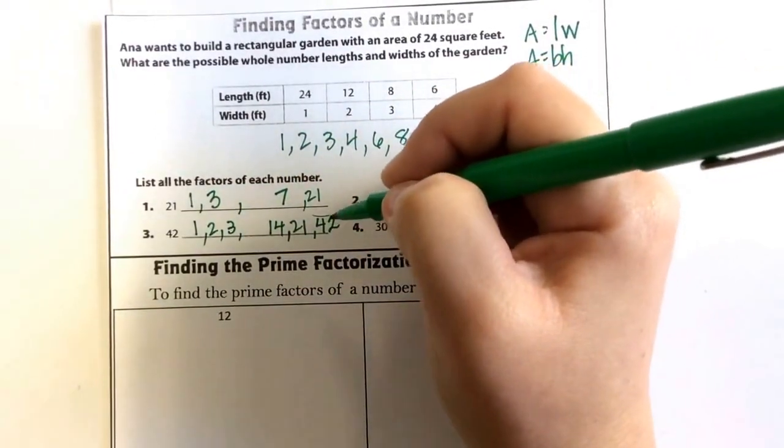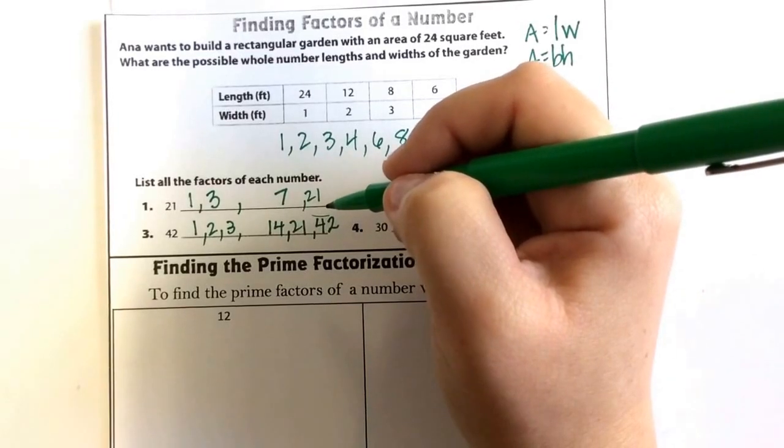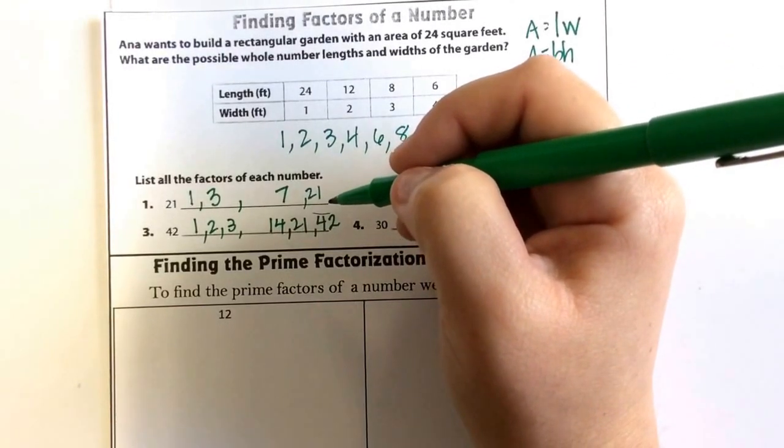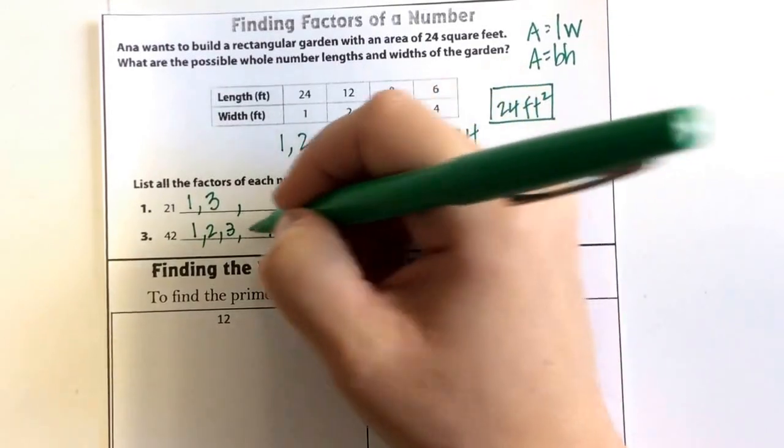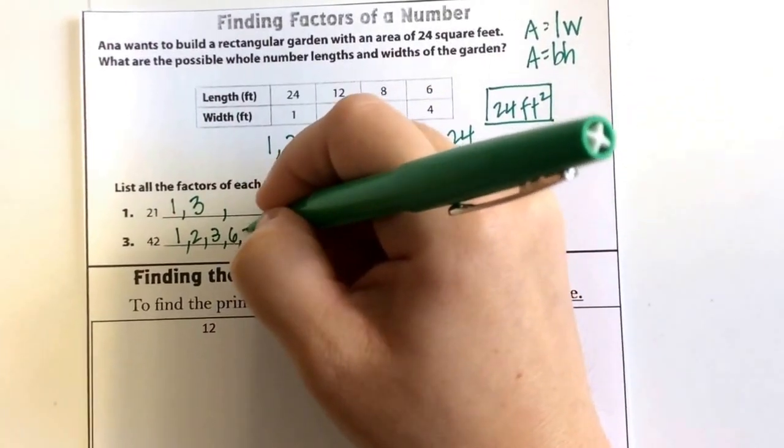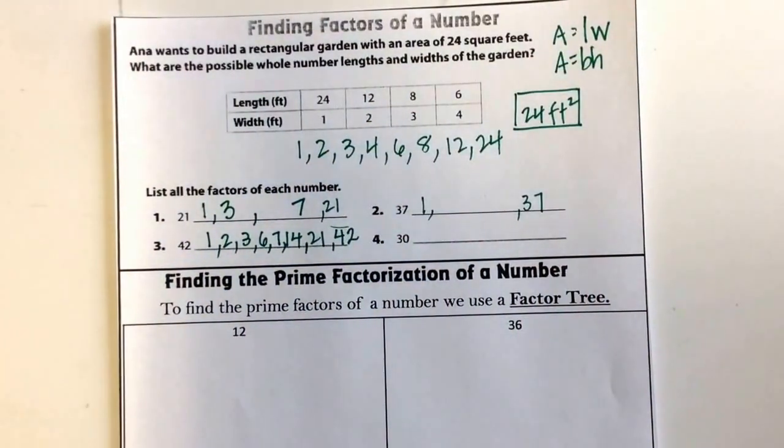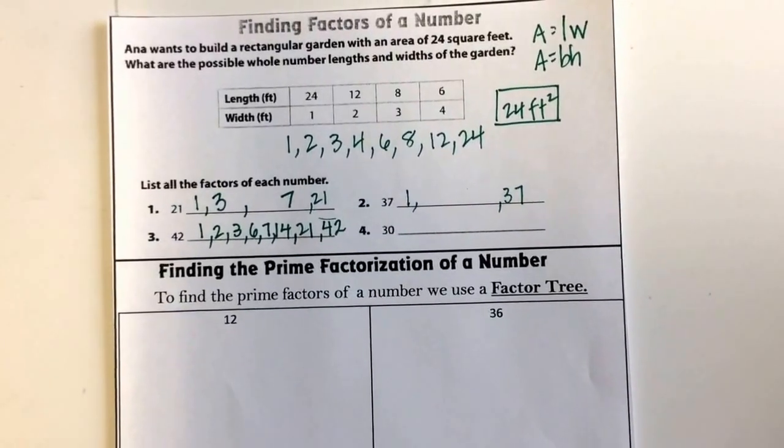4 does not go in there. And 5 doesn't go in there because 5 would have to end with a 5 or 0. So we go up to 6. I know that 6 times 7 is 42, and then that completes my list.